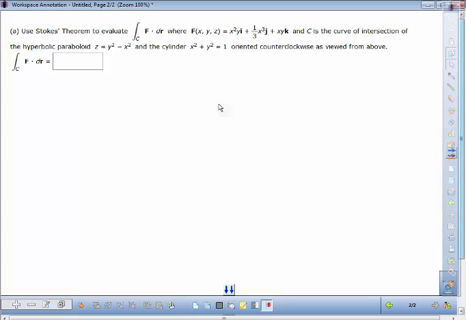So it says to use Stokes Theorem to find the line integral. So here we're starting from the right-hand side of the Stokes Theorem, the line integral. And here you're given this vector field where C is a curve of intersection between the hyperbolic paraboloid. This is your hyperbolic paraboloid. Remember that Pringle potato chip saddle? And then your cylinder, x squared plus y squared is equal to 1. And so oriented in a counterclockwise direction when viewed from above.